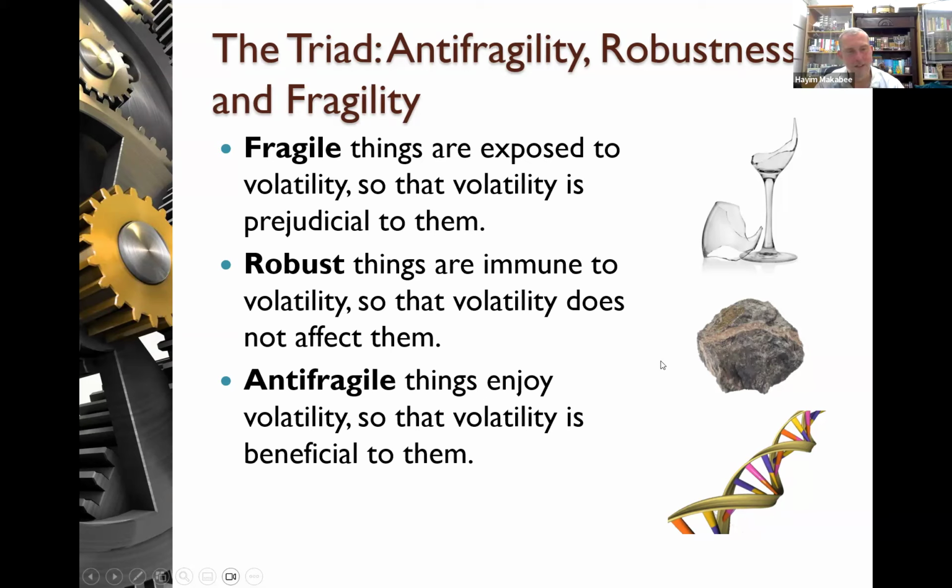And now Nassim Taleb creates this concept of the anti-fragile. Anti-fragile are the things that enjoy volatility, so that volatility is good for them. It's beneficial to them. So for instance, anything that can evolve. Evolution benefits from volatility because it helps the species become stronger. Also, a nation may be anti-fragile, and the people may be anti-fragile. A culture may be anti-fragile.